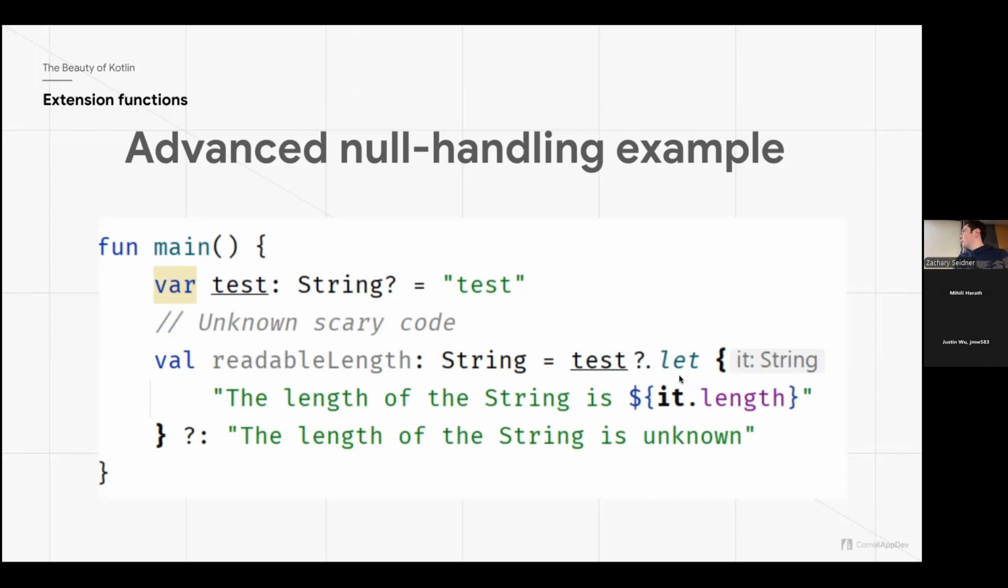So we use question mark dot there, and then we evaluate this, and this whole thing will either evaluate to null or to the string. Then we use question mark colon at the end to say, if test was null, we want this expression to evaluate to the length of the string is unknown. Because if test is null, this function won't even be called. Question mark dot says if test is null, we'll just immediately return null, and then this whole thing would just be null. But question mark colon returns that right-hand side.